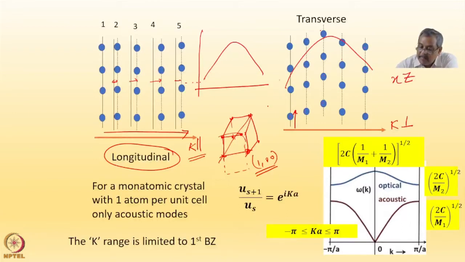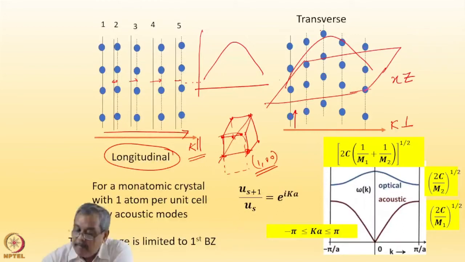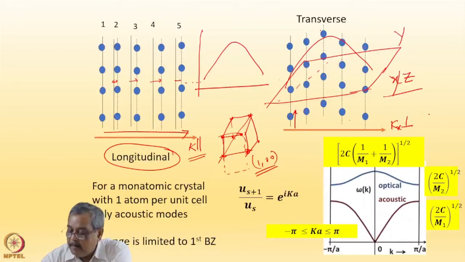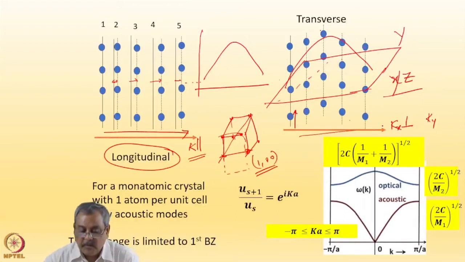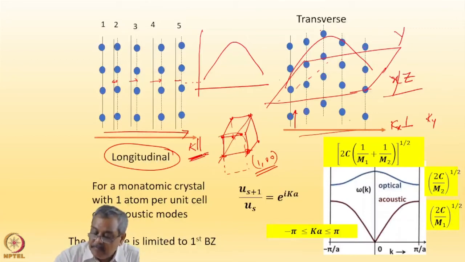Similarly, I can think of another plane. Let me just draw it here, which is perpendicular to the xz plane. Let me call it the y direction. And the same displacement of the atomic planes I can conceive in the y direction, and the propagation direction is z. So then also, either kx perpendicular or ky, there can be two directions or two planes of movement which are normal to the propagation direction of the vector. So I have got longitudinal waves, and I have got transverse waves, and they are the phonons in this case, which can be called acoustic phonons.